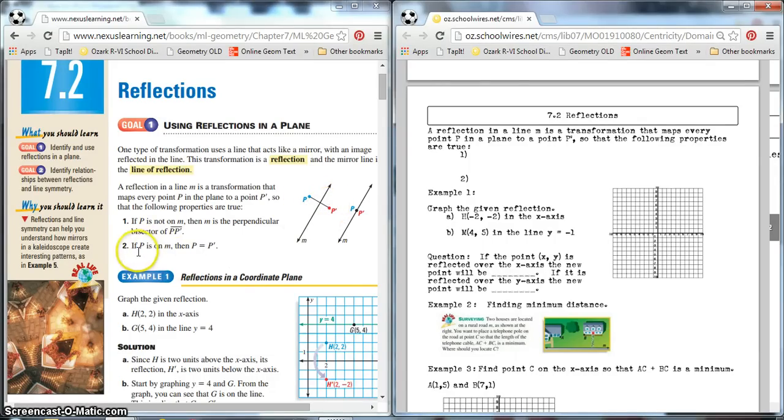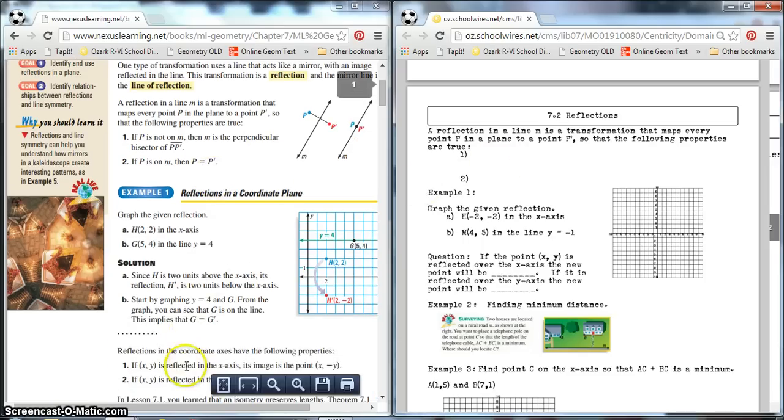Now number 2 says if P is on M, then P is equal to P prime. So in other words, there's no distance. It's not like we can draw this line between them because P is the reflection of itself. P and P prime are the same because it's sitting on the line of reflection. You can't reflect very well over something when you're sitting on it. So that's why they need 2 steps. Make sure you get those written in your notes right here.